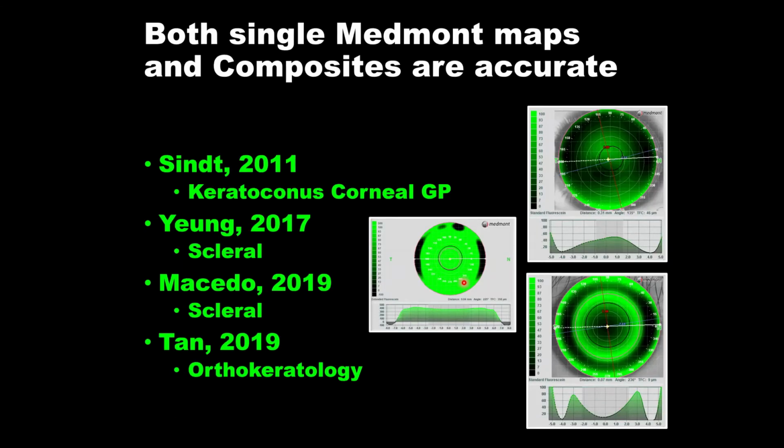Whether you're using the composite or the single map image, multiple studies in corneal GPs for keratoconic patients, in scleral lenses, and in Ortho-K have all been studied using the Medmont to build these lenses and determine what kind of first fit success could be achieved. And you can work with your Medmont knowing very confidently that a single map or a composite is going to be very accurate in building your lens.